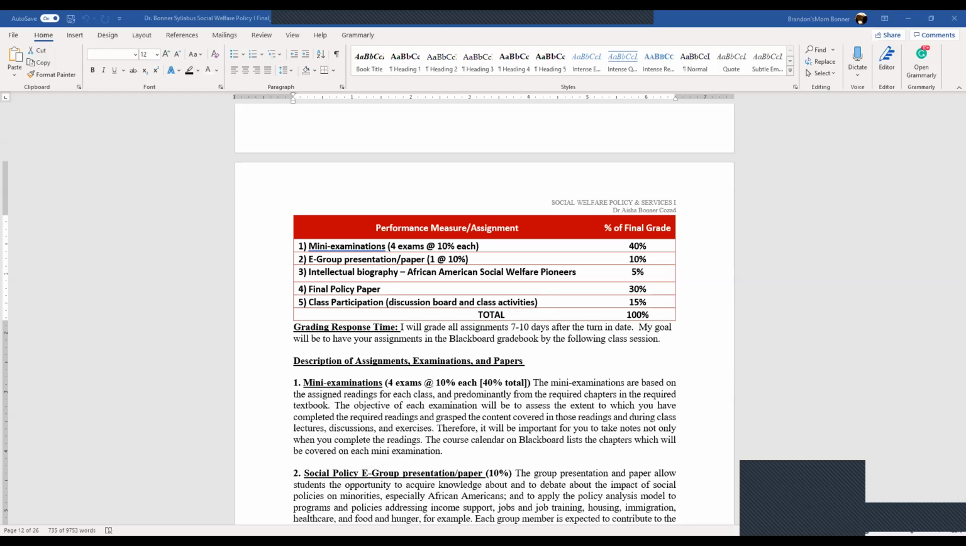You have an individual assignment, the intellectual biography, that's 5%. Your final policy paper is 30% of your grade. And class participation, which includes discussion boards and the class activities I mentioned earlier, are 15%.